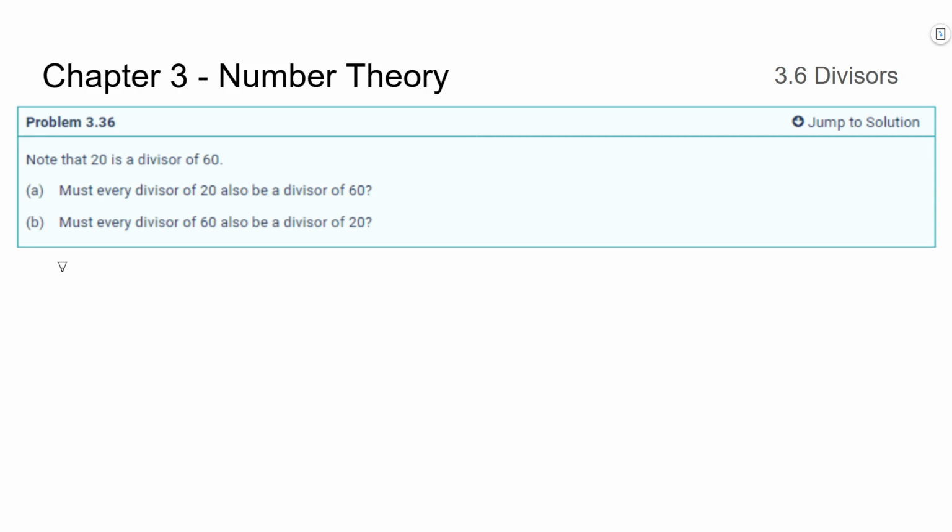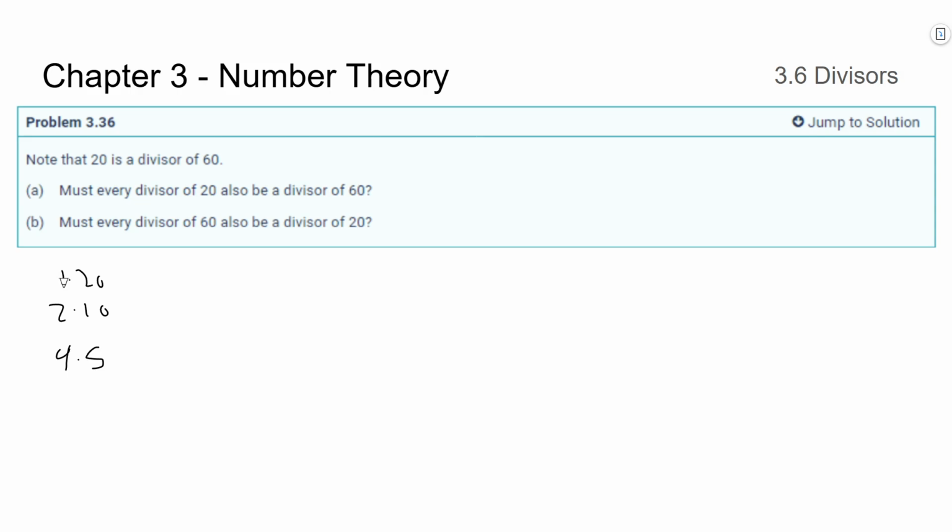So for 20, we have 1 times 20. We have 2 times 10. 3 does not work, since 20 is not divisible by 3. How about 4? 4 times 5. It looks like that's going to be it, because 5 squared would be 25, so I think we're done there.